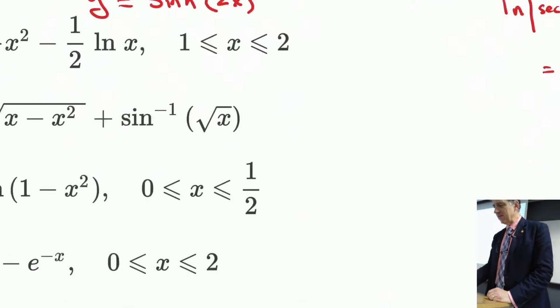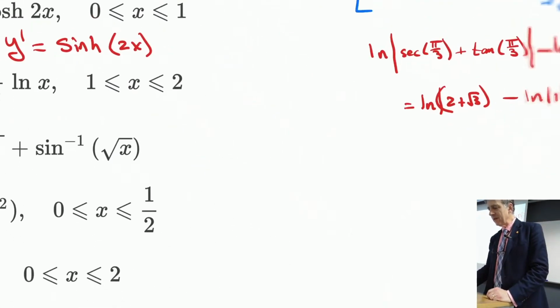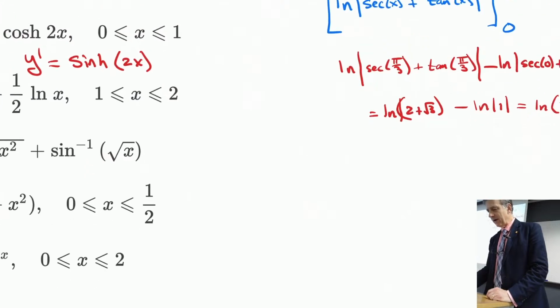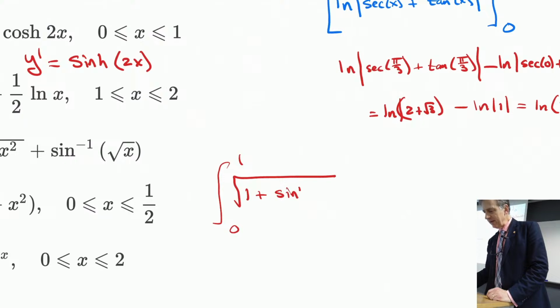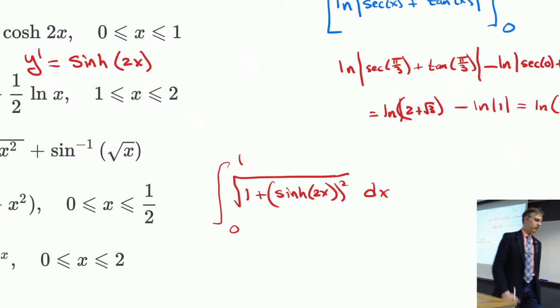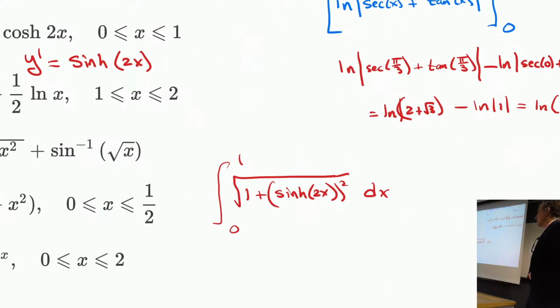But getting back to this, let's go ahead and crank this into our formula. So here, I'm just going to write this down. This will be the integral from 0 to 1 of the square root of 1 plus the hyperbolic sine squared. So let me pause for a minute, make sure that makes sense. Any complaints, questions, worries, fears?